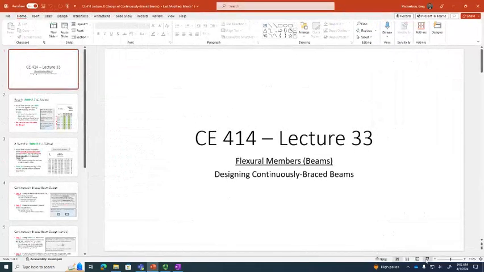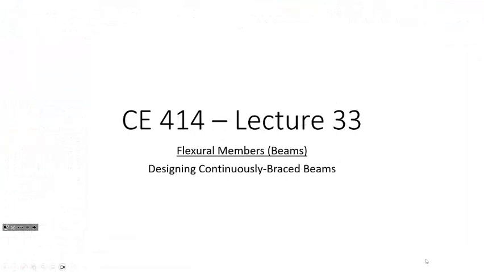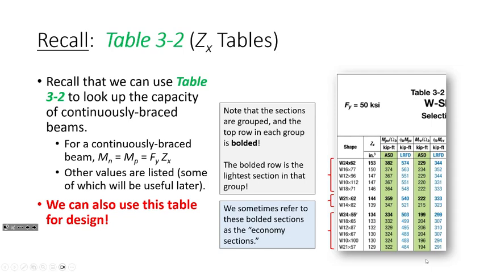Okay, so what we're going to do is go through the process of designing a continuously braced beam. The first thing I want to do is recall the process for analyzing a continuously braced beam. And what we're going to be spending our time in today from a design standpoint is Table 3-2, okay?